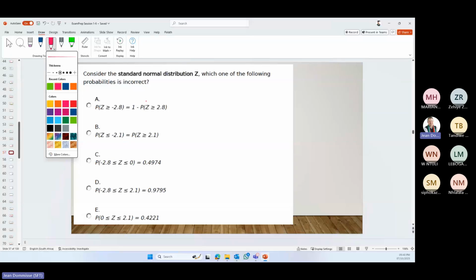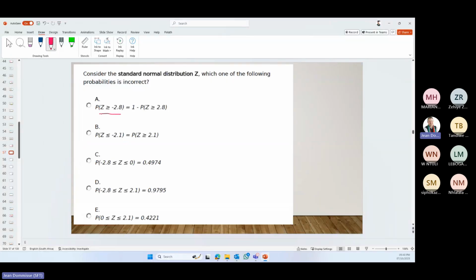So let's look at what they tell us. Before we start even looking at the Z table, let's draw what they say. What is the probability that Z is bigger or equal to minus 2.8? So they want to know what this probability is.